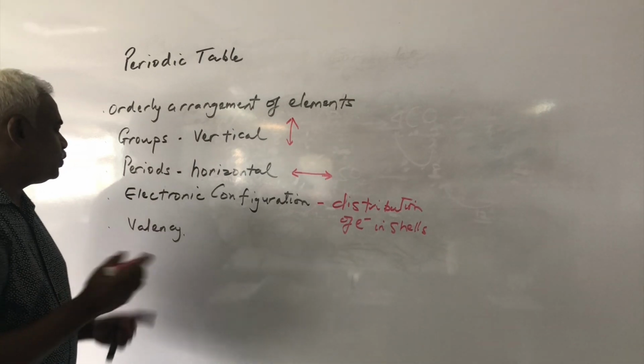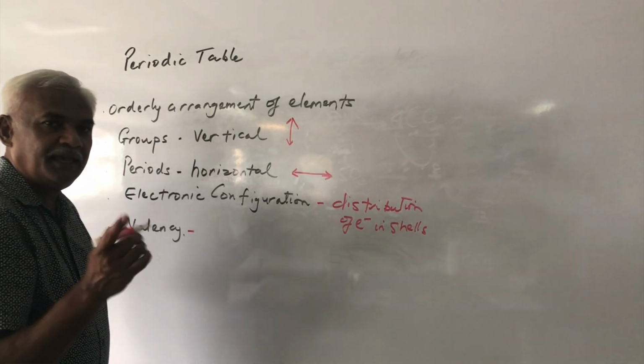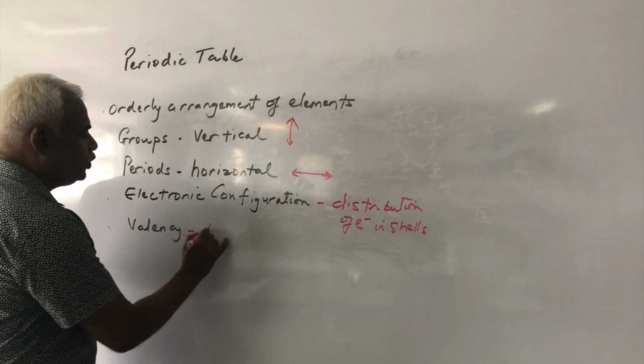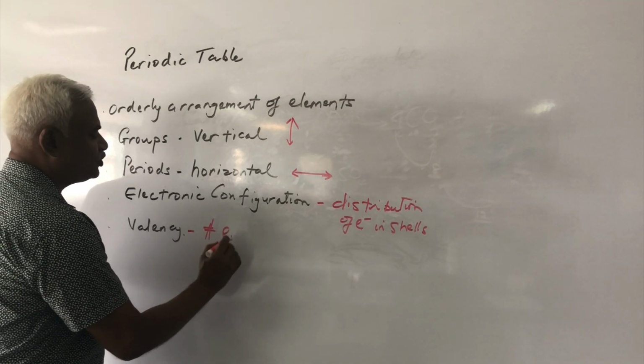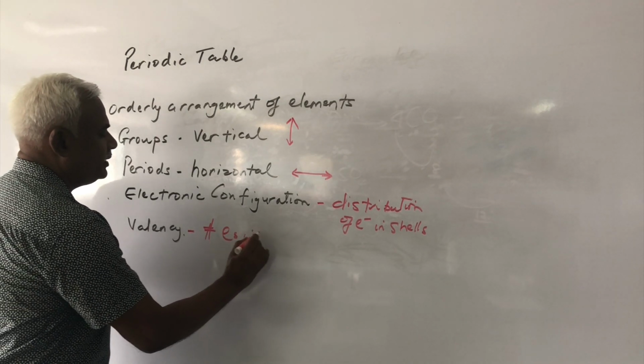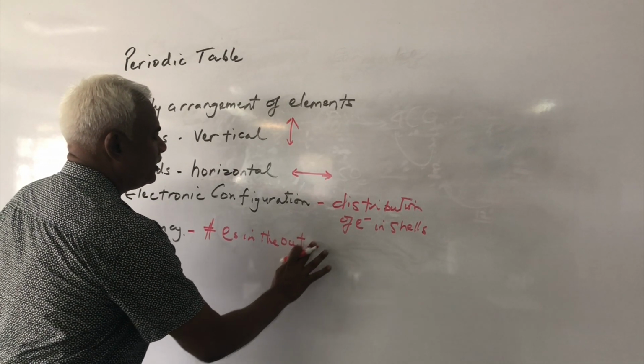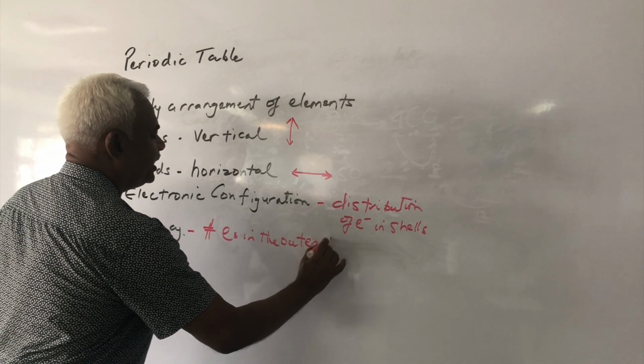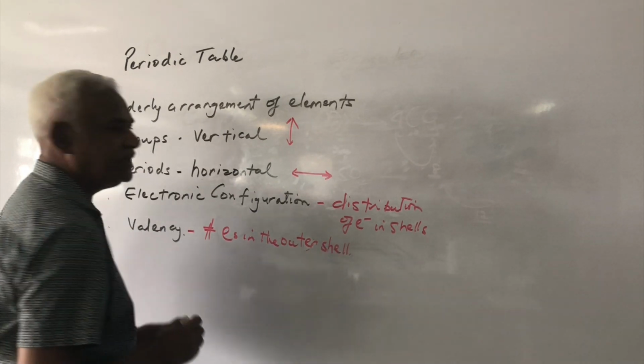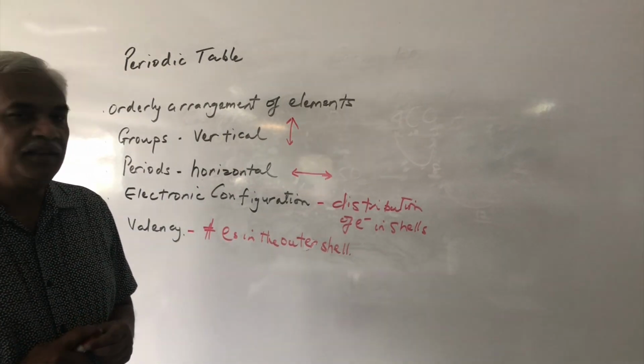And then, of course, we need to look at valency. In review, your valency will be equal to the number of electrons in the outer shell. Valency, the number of electrons in the outer shell.